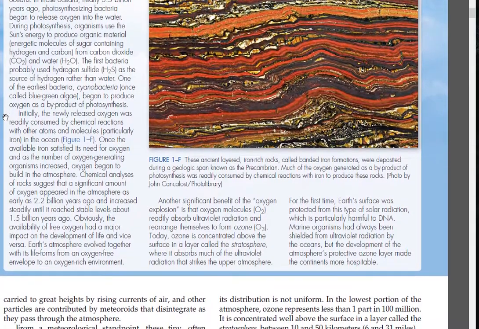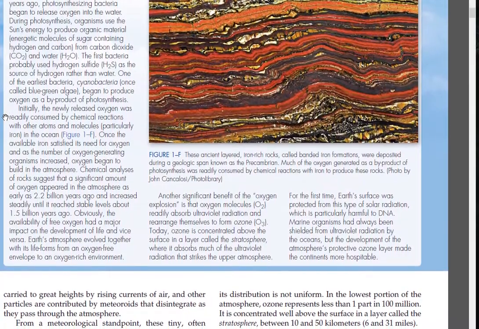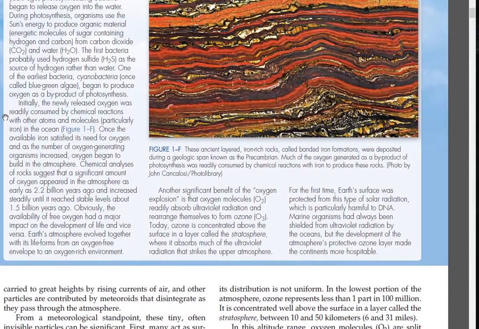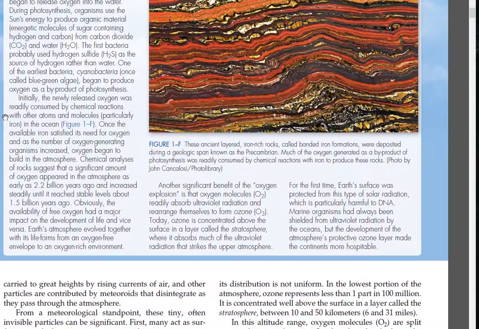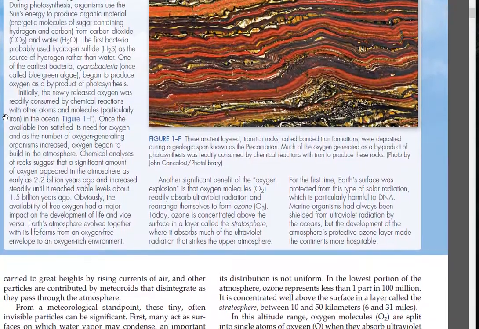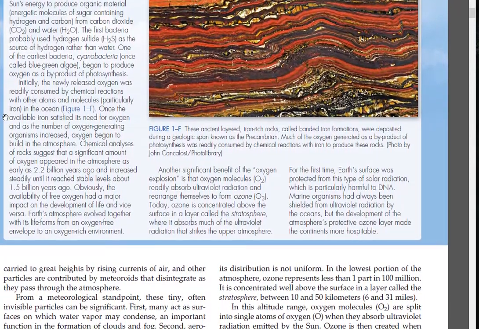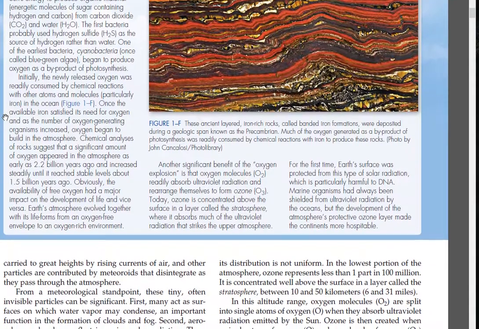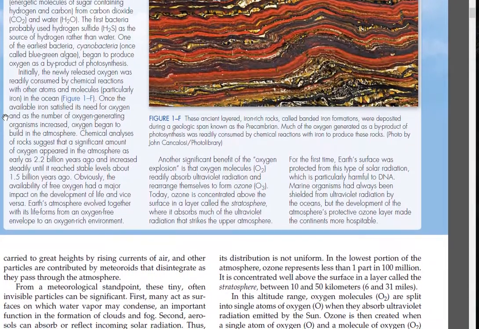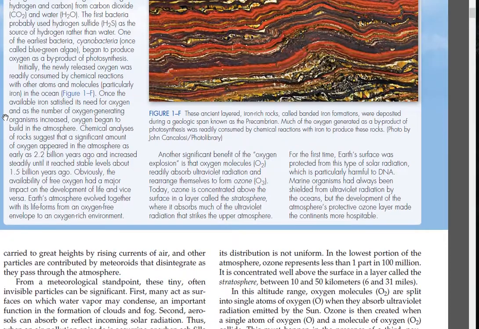Initially, the newly released oxygen was readily consumed by chemical reactions with other atoms and molecules, particularly iron, in the ocean (Figure 1f). Once the available iron satisfied its need for oxygen and as the number of oxygen-generating organisms increased, oxygen began to build in the atmosphere.